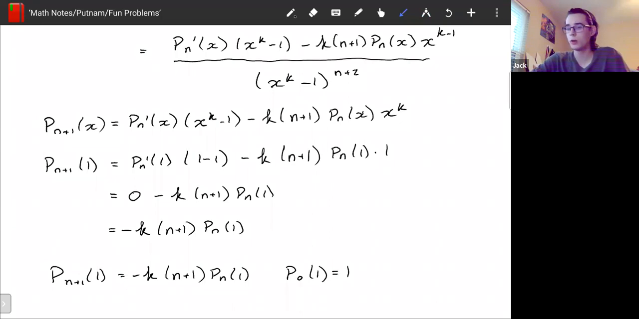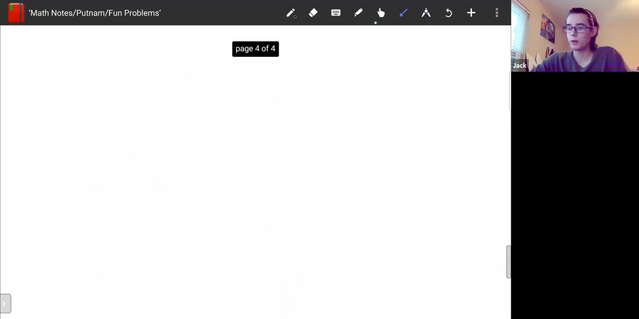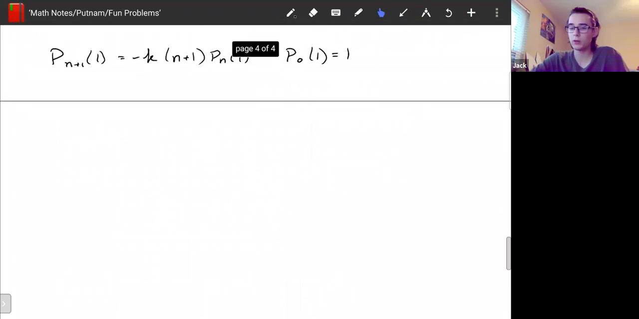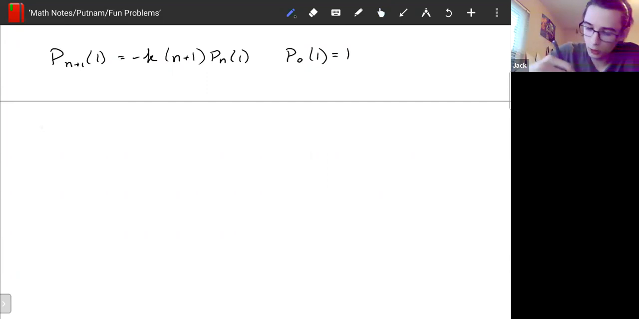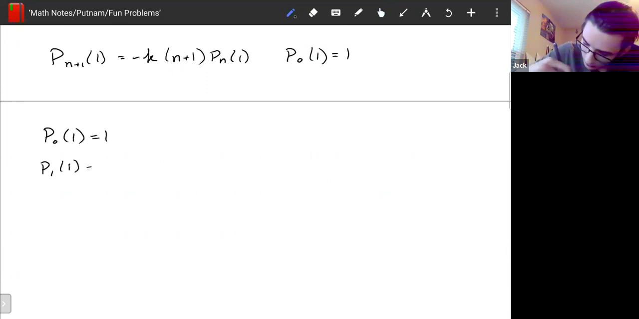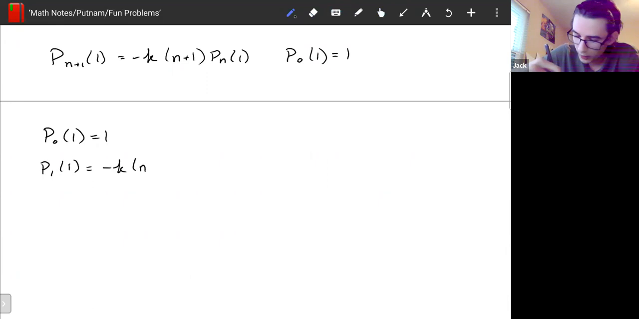And if we are to go and just maybe sketch some values of what this is so we can get a grasp of what the pattern is going to be, right? So we know that p sub naught of 1 is 1. P sub 1 of 1 is just going to be, let's go ahead and use our formula. So it's going to be negative k times n plus 1.